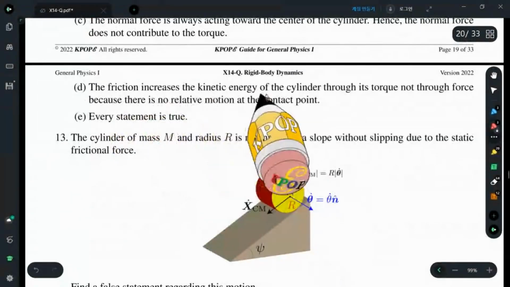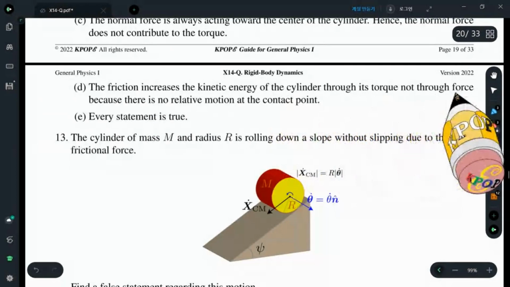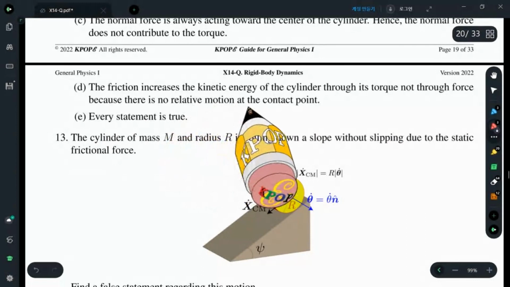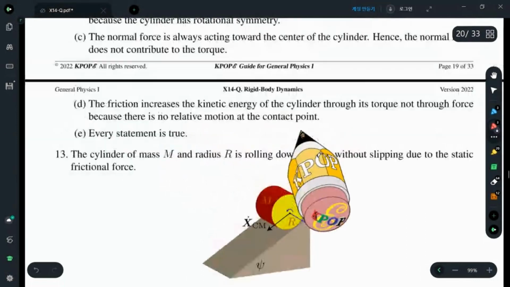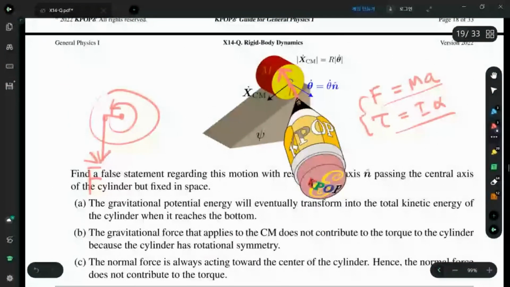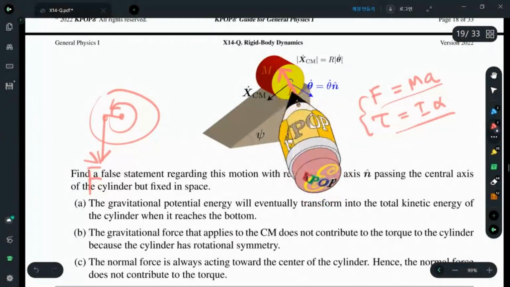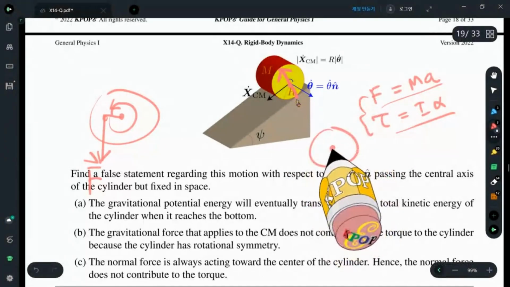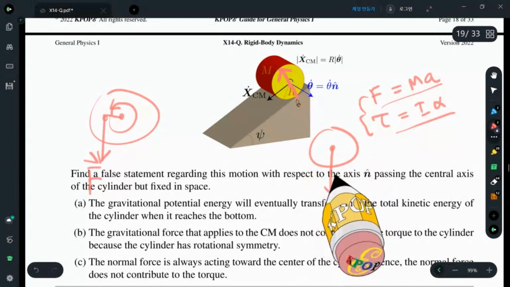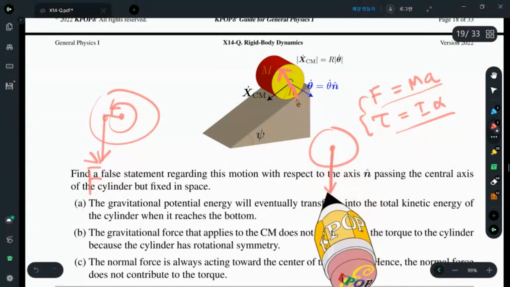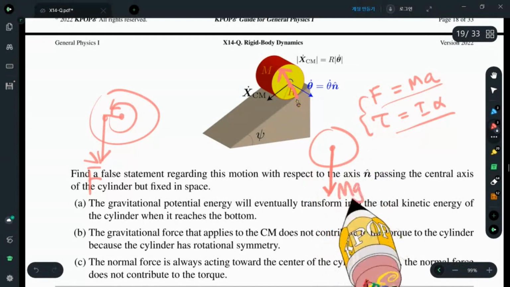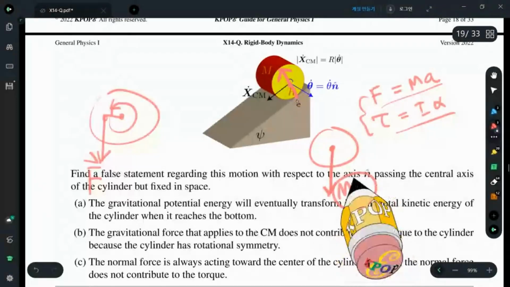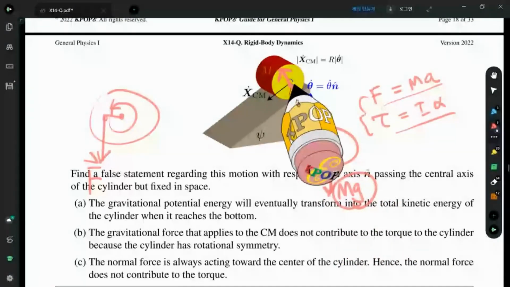The friction increases the kinetic energy of the cylinder through its torque, not through force, because there is no relative motion at the contact point. Gravity also could contribute to the torque. However, this contribution is always mg, and mg is acting on the center of mass. Therefore, this mg does not contribute to the torque.